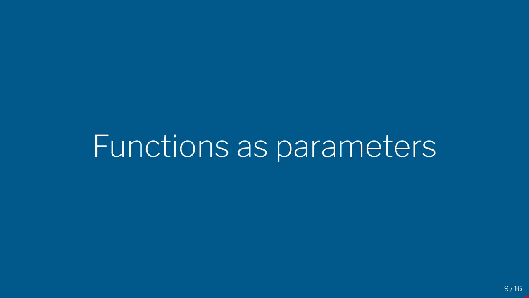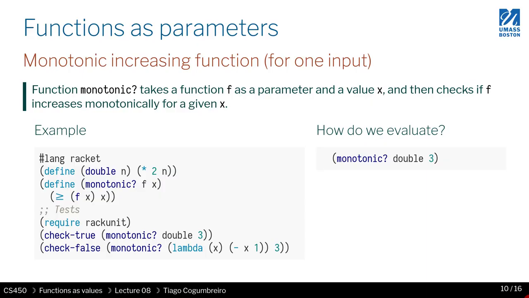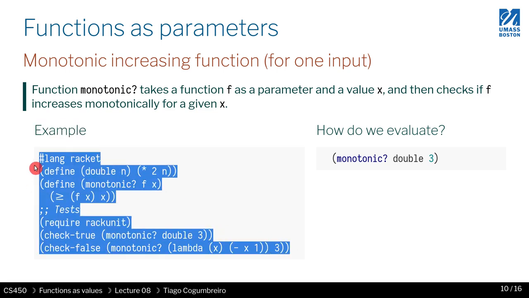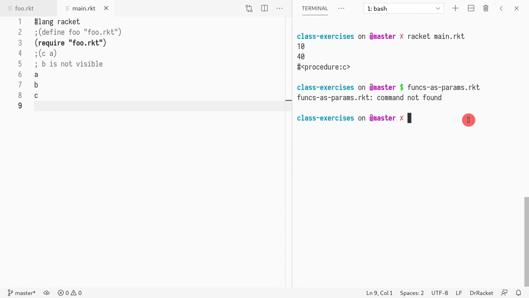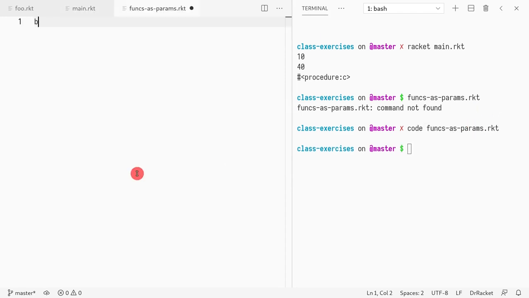Okay, so now let's study using functions in parameters and why would you want that? So in the simple first example, what we're going to do is we're going to define a function. So let me copy paste this, create a file, funcs as params dot rkt. Code, of course. Open this file. Okay, now we're going to paste.